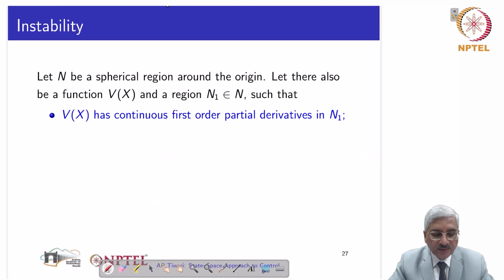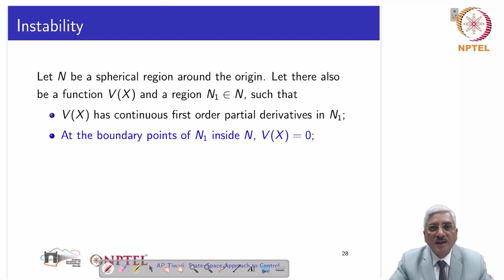We define instability. We have two regions. One is N, a spherical region, and a part of region N is N1. So we have two regions, a spherical region denoted by N, and in that a region, not necessarily spherical, N1.